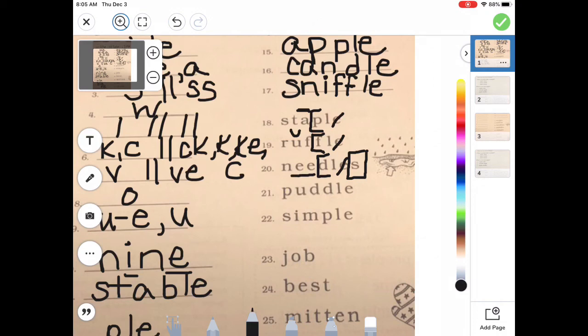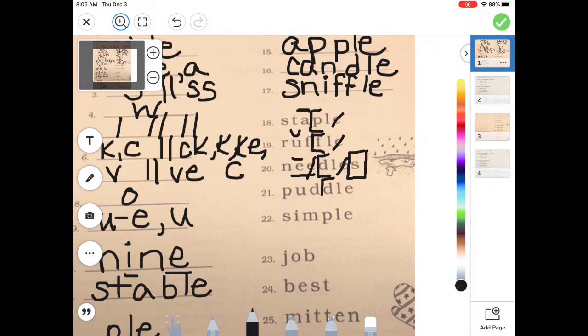And remember, E-E says E, the long sound, so I'm going to make it long and cross one of them off because I don't want to say E-E. It has two letters together to make that E sound. So I have N-E, so needles. Needles, very good.